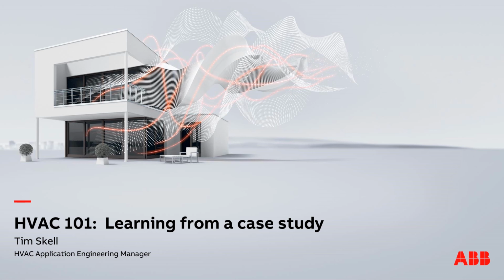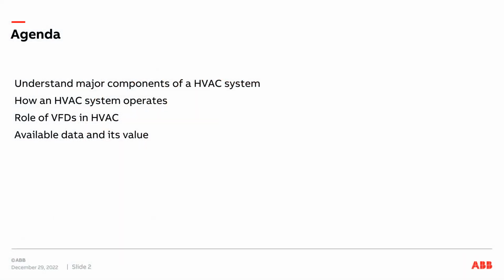Today we'll be going over some HVAC 101. We're going to use the building I'm sitting in today as a case study and review its HVAC system. So what we'll take a look at are the major components of an HVAC system. Chillers, pumps, fans. We'll talk about how an HVAC system operates. We're going to talk about the role of VFDs in HVAC.